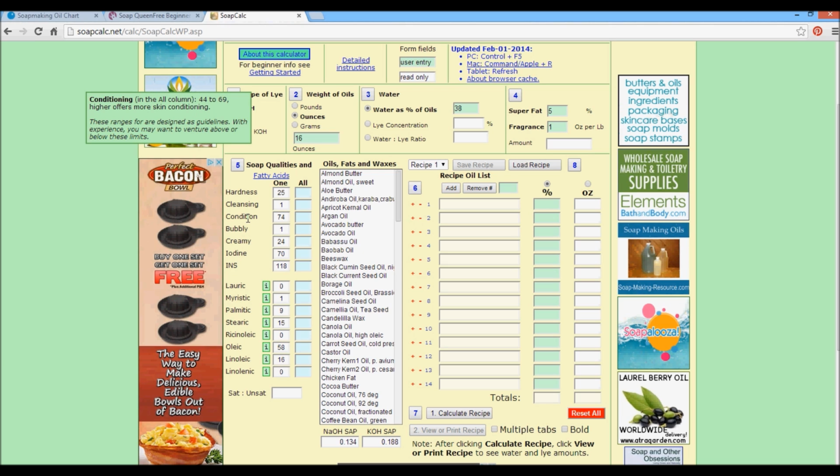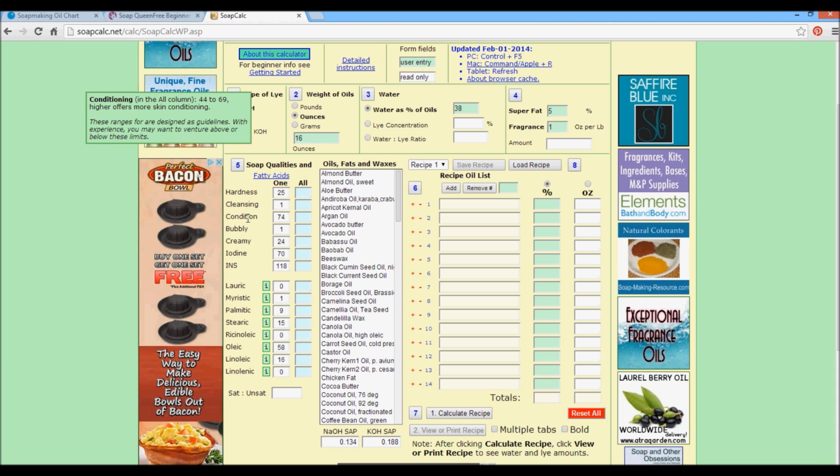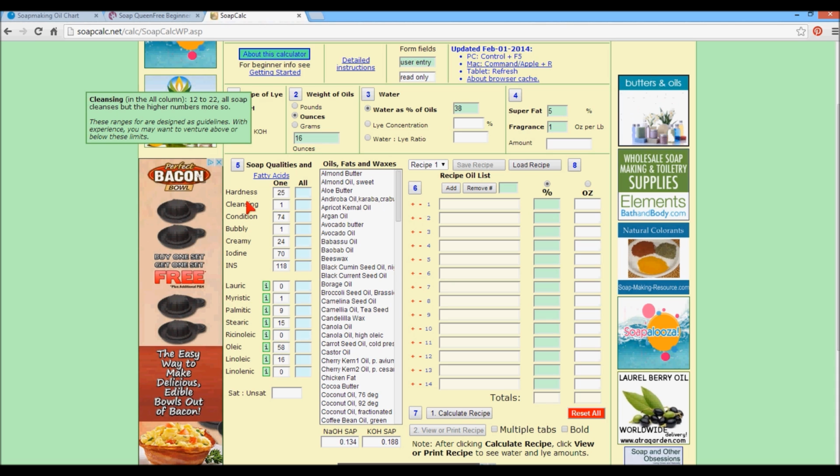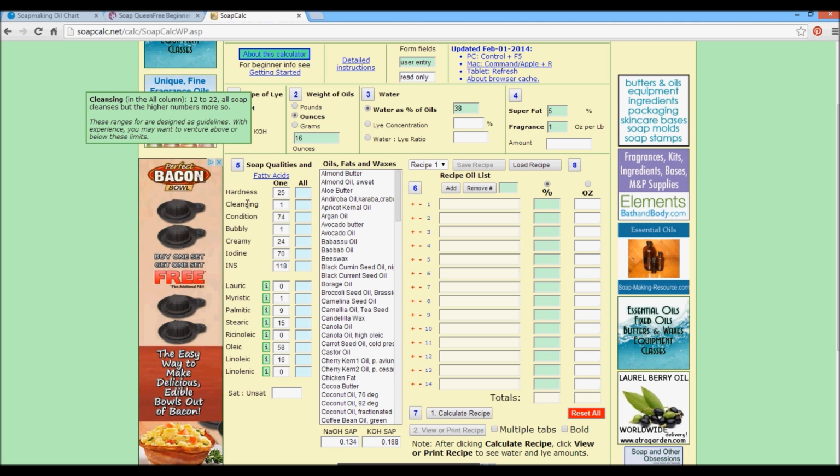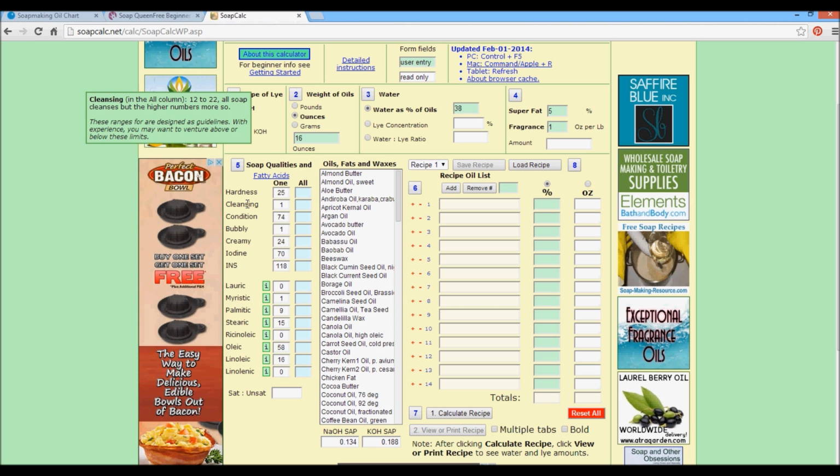It doesn't feel clean. Likewise, if you go too high on the cleansing, even if you have a high conditioning number, it's still going to make you feel a little bit weird. So balancing the cleansing to the conditioning is a bit of a balancing act. It's a little bit tricky, but that's what you want to look for, in my opinion. This is what works for me.